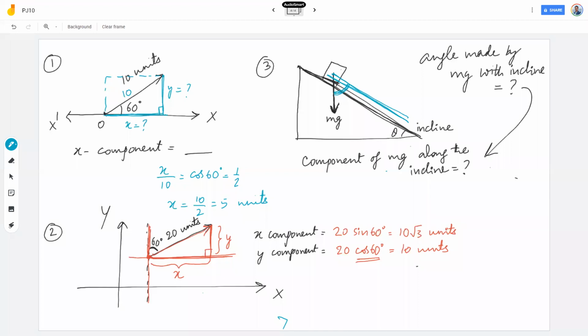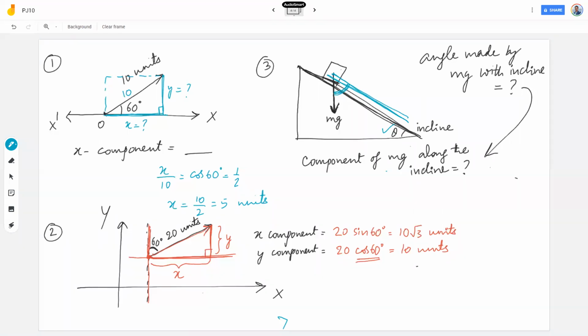Kaushik, Babu, and some others, you are still answering 30, 60 and all that. Where are you finding 30, 60 here? Vignesh, why are you saying 45? Where is 45 here? I have only given this angle as theta. Okay?